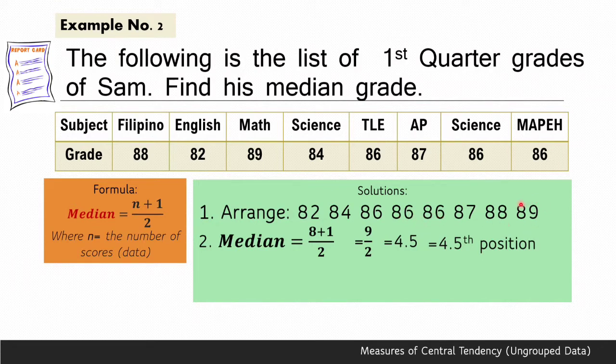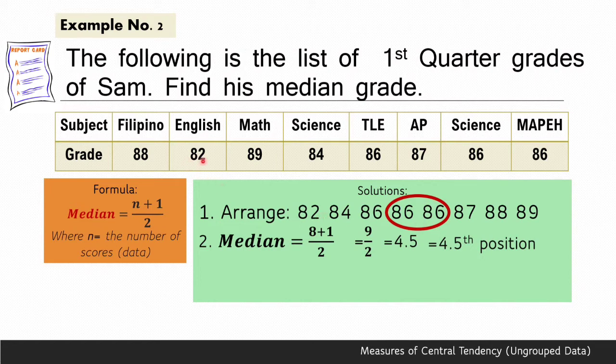Actually, even when you start counting from the highest number, we will still fall on this number. Let's see. 1, 2, 3, 4, and 5. So as you can see, we obtained the same number. Whichever way we count, even if we arrange this in decreasing order, you will really fall on these numbers. The 4.5th position is somewhere in between these two numbers. Now, this only happens when you have an even number of data.